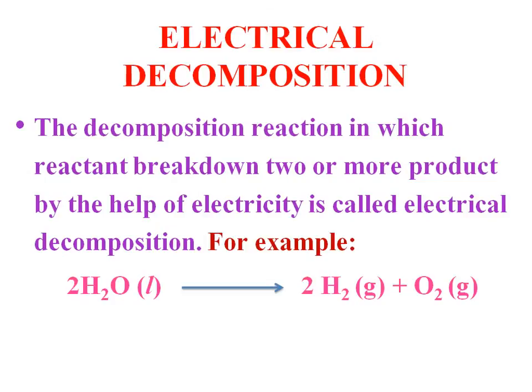When we talk about electrical decomposition, it means we use electricity to break down the substance. Here is a very simple example. When we pass electricity through water, it breaks down into hydrogen gas and oxygen gas. So such a type of reaction is called electrical decomposition.